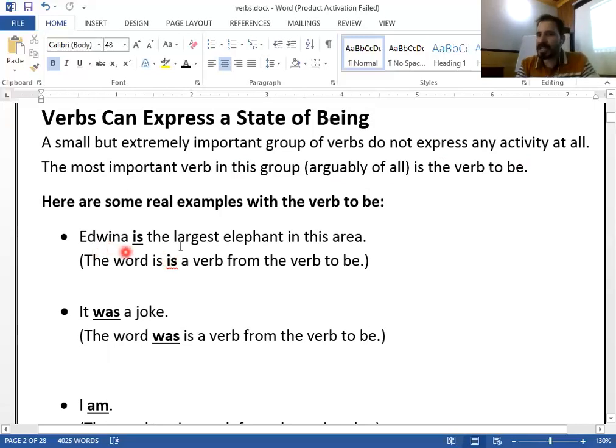Edvina is the largest elephant in this area. Is. Like for example, Ali is the tallest boy in the class. Existence. It shows state of being. Very good. It shows us state of being. For example, it was a nice joke. It was a joke, or it was a nice joke. It was. Clear? State of being. Excellent. I am.